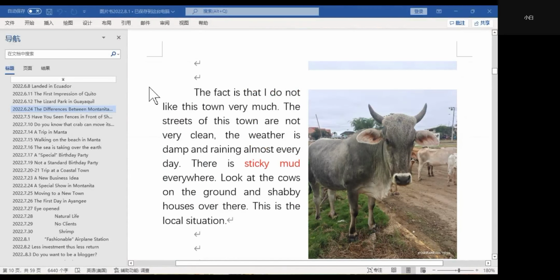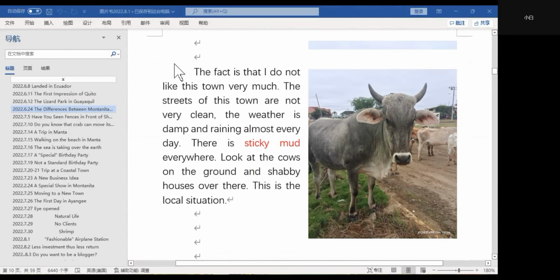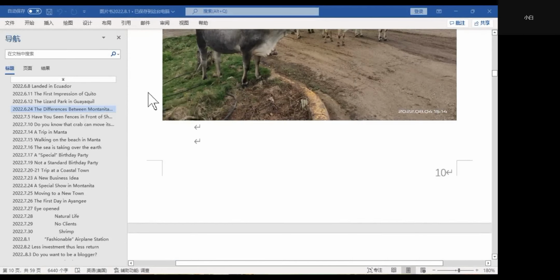Now let's begin. The fact is that I do not like this town very much. The streets of this town are not very clean. The weather is damp and raining almost every day. There is sticky mud everywhere. Look at the cows on the ground and shabby houses over there. This is the local situation. Okay, finish. Now let's move on.